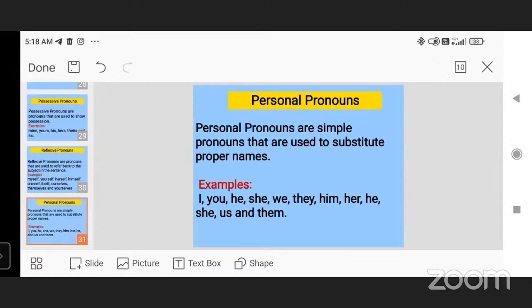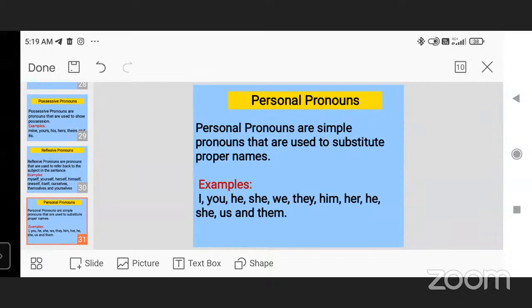Personal pronouns are simple pronouns that are used to substitute a proper noun. So the personal pronoun, as I told you already, what is a pronoun? Instead of a noun, we are going to use a pronoun. Personal pronoun examples: I, you, he, she, we, they, him, her, us, and them. These are all personal pronouns.